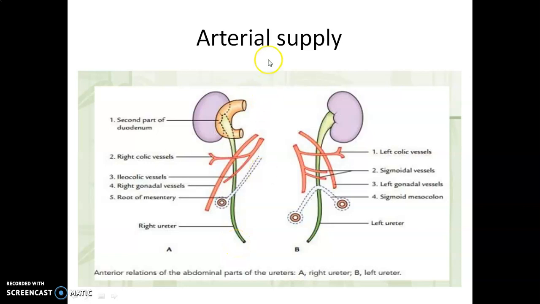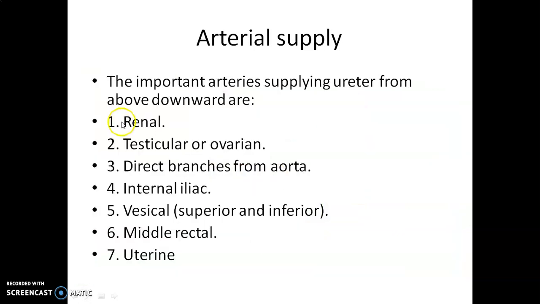The arterial supply. Just imagine the ureter has to cross a toll. This is one state and this is another state. To cross the state there will be a toll, you have to pay the toll. Whatever vessels cross this, here we can see in this diagram: the gonadal vessels, the right colic vessels, the lumbar arteries, the iliac vessels, the sacral vessels, all of them are crossing. On the left side it will obviously be the left colic vessel, left gonadal vessel. So all the vessels which are crossing are listed here.